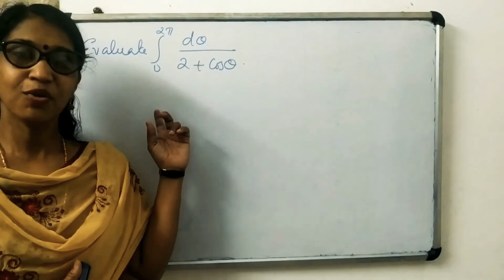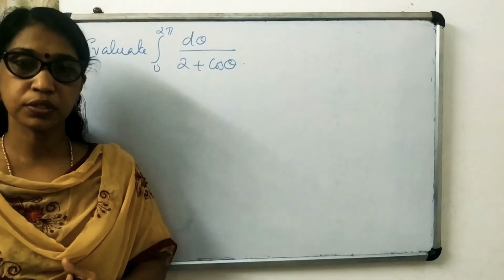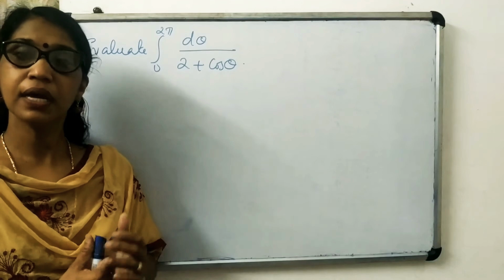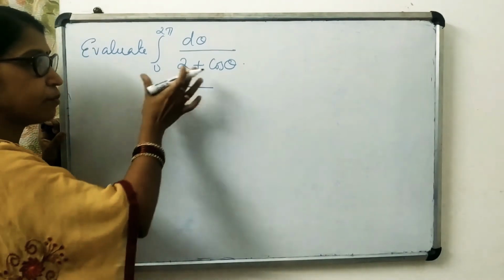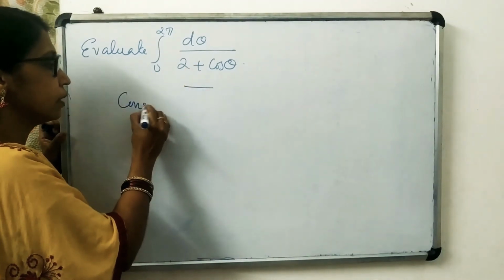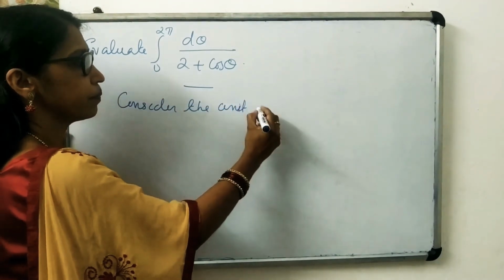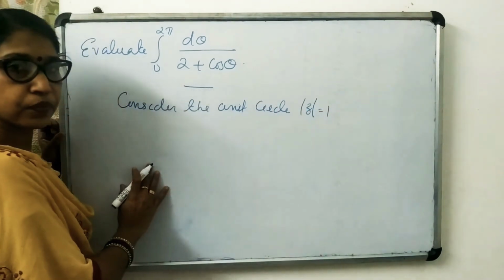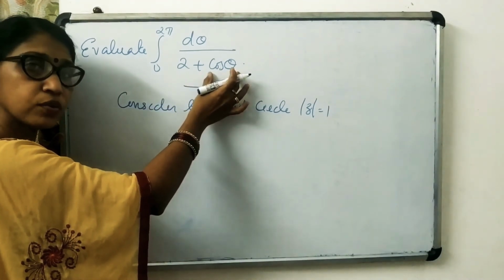Now look at this question. Evaluate integral over 0 to 2 pi d theta by 2 plus cos theta. So first we have to convert this theta to z using our formula. So here we are considering the unit circle. This type of problem we take the unit circle. So consider the unit circle, modulus of z is equal to 1. Now we are given cos theta. So we have to write the formula for cos theta only.